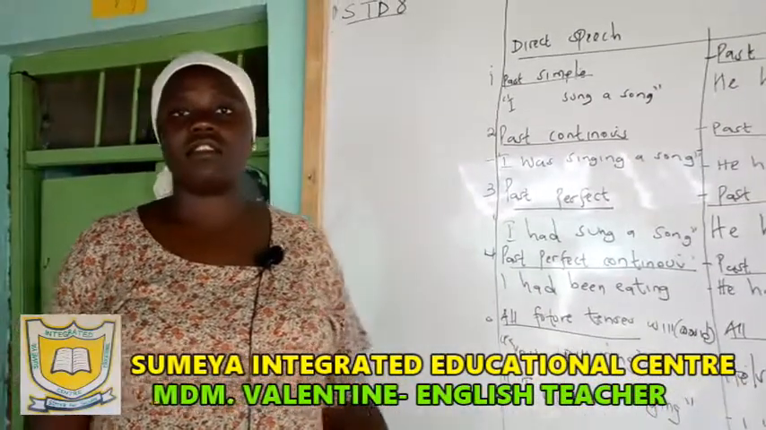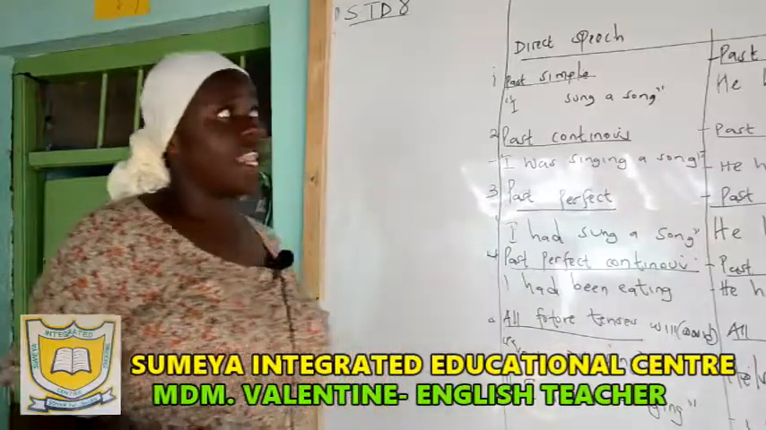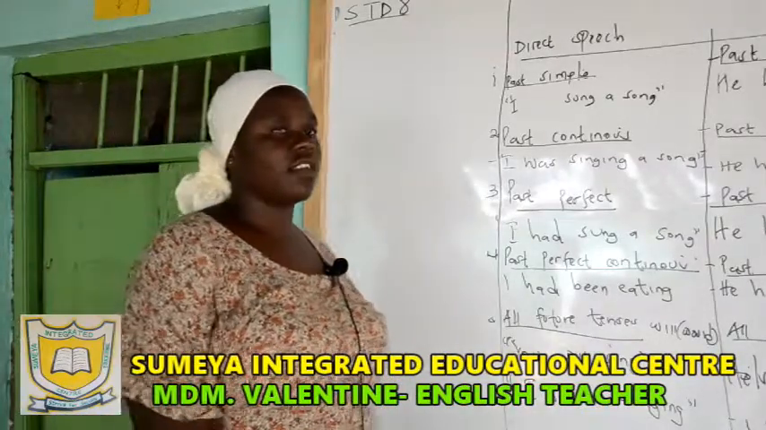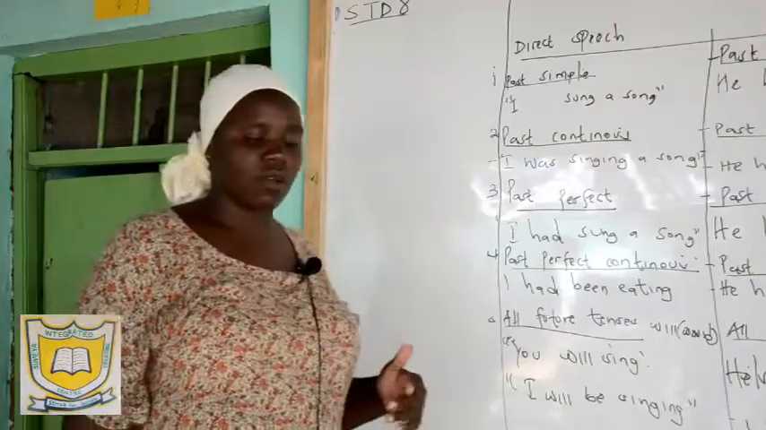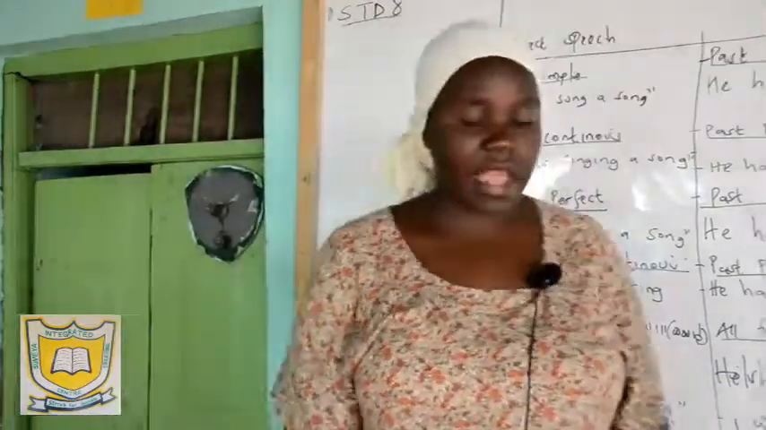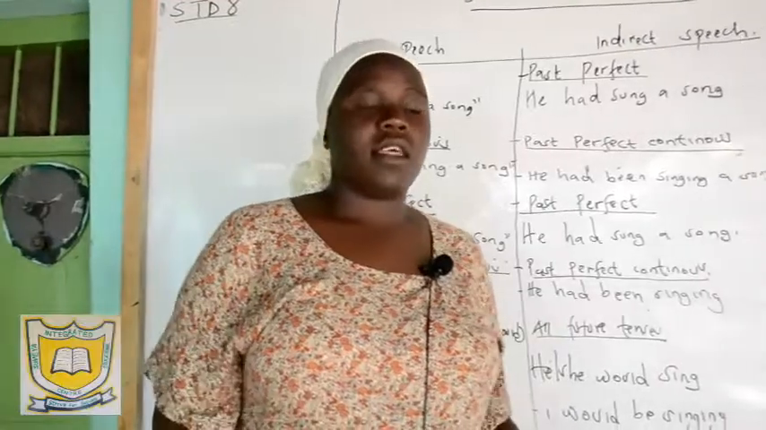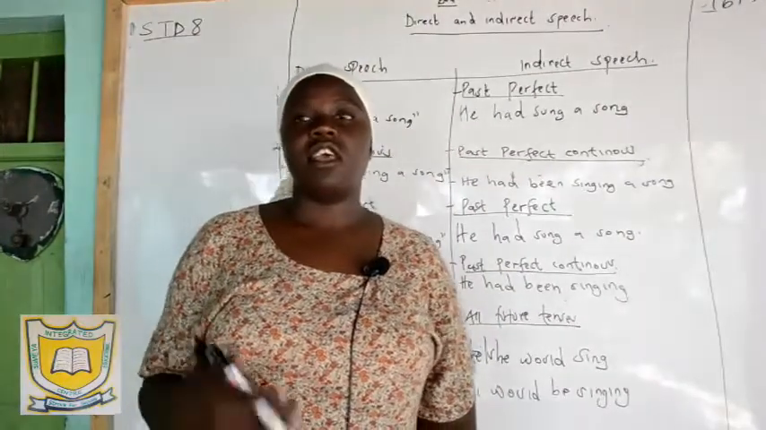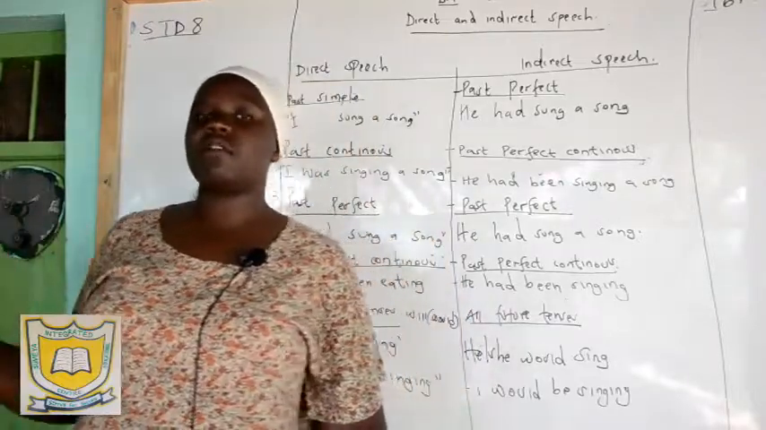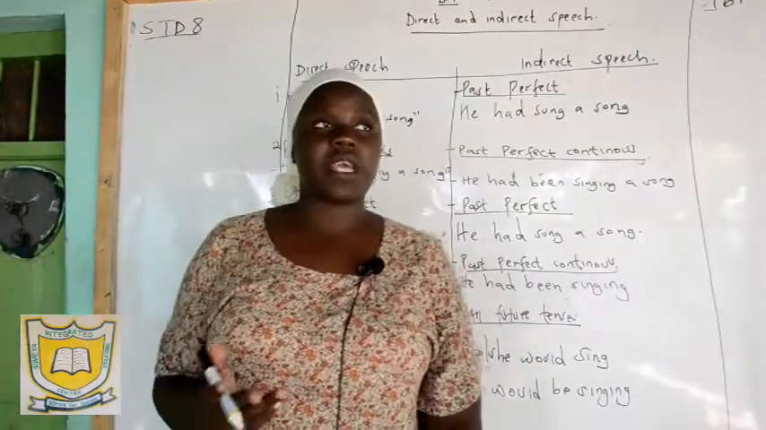It is a continuation of last week's lesson, direct and indirect speech. We say direct speech is when we quote the exact words that have been spoken by a speaker. And then we said indirect speech is a sentence in which we report the words that have been spoken by a speaker.